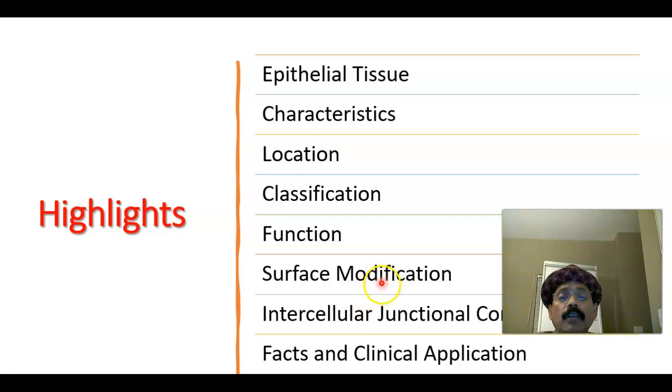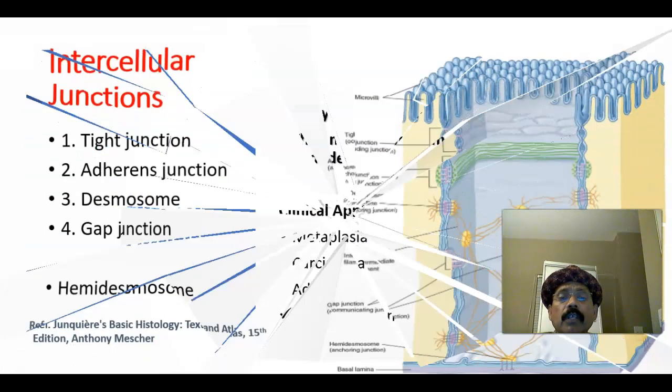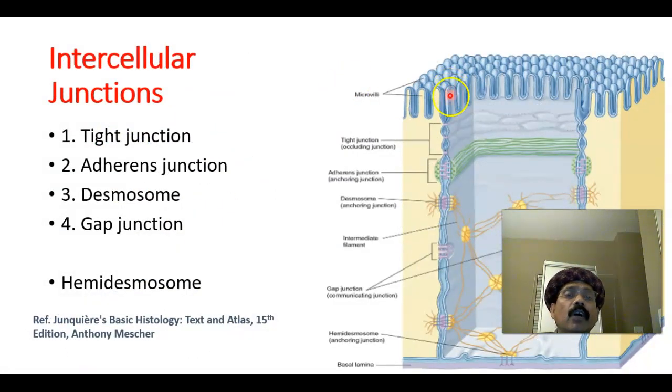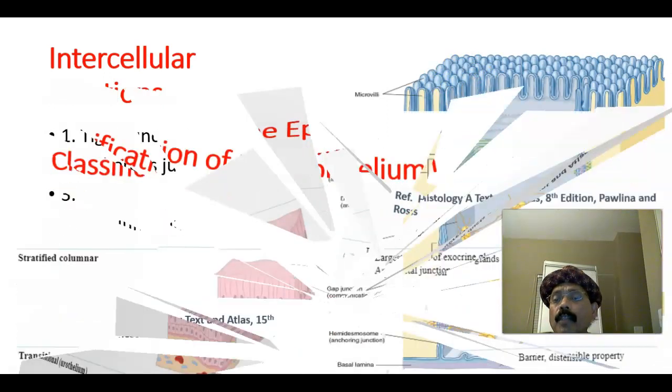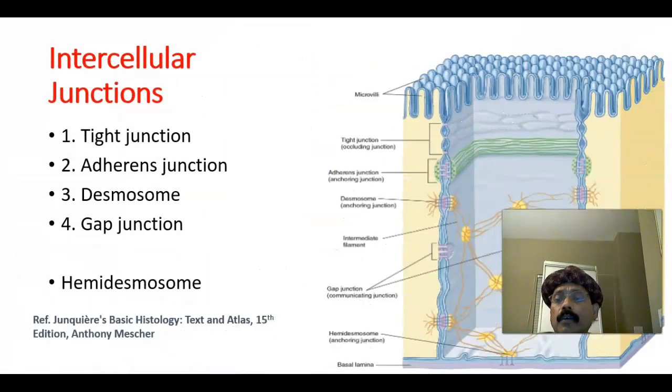Okay, cilia, stereocilia, and microvilli. These are very small extensions from the surface. Okay, these are the microvilli. These microvilli are associated with absorptive function. Okay, we got that.